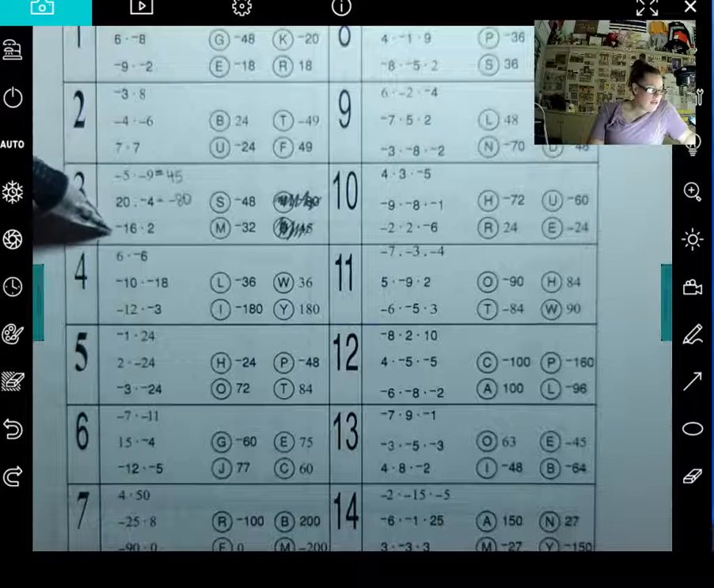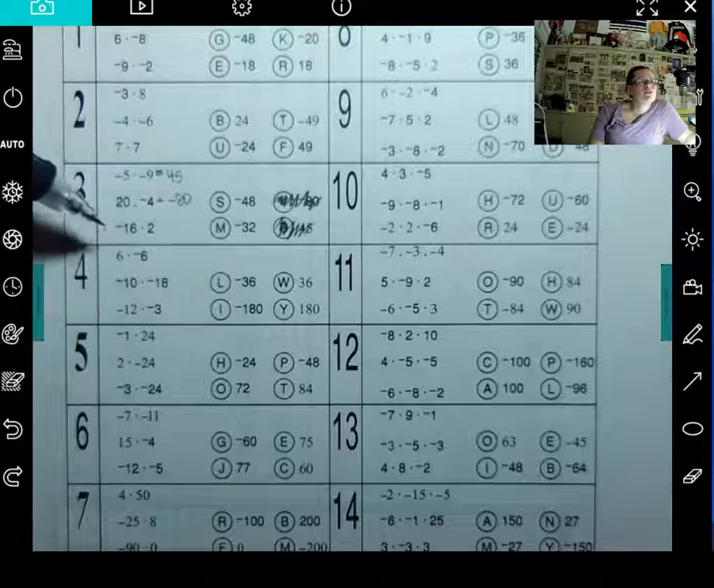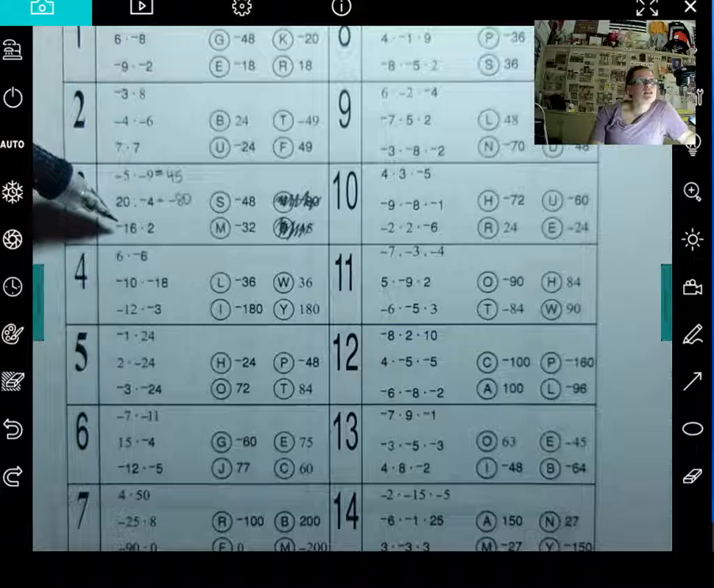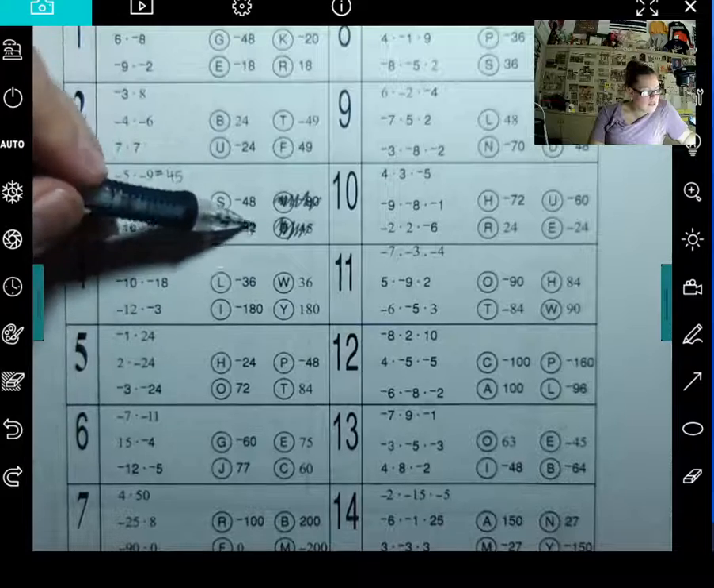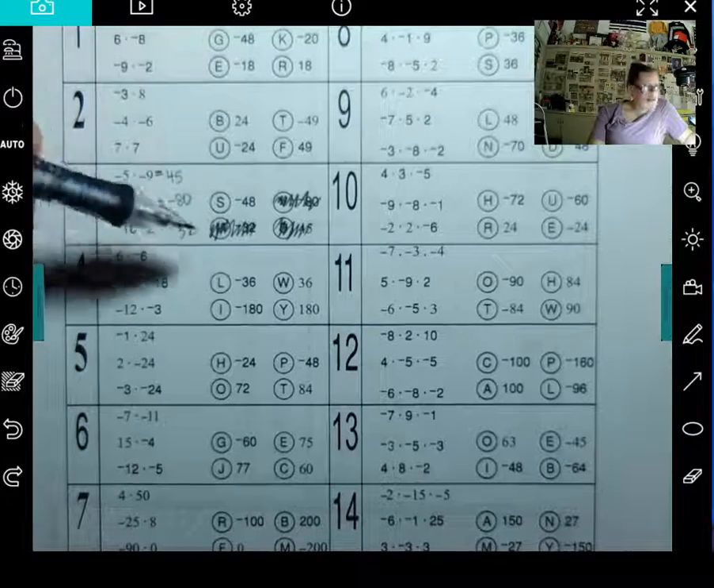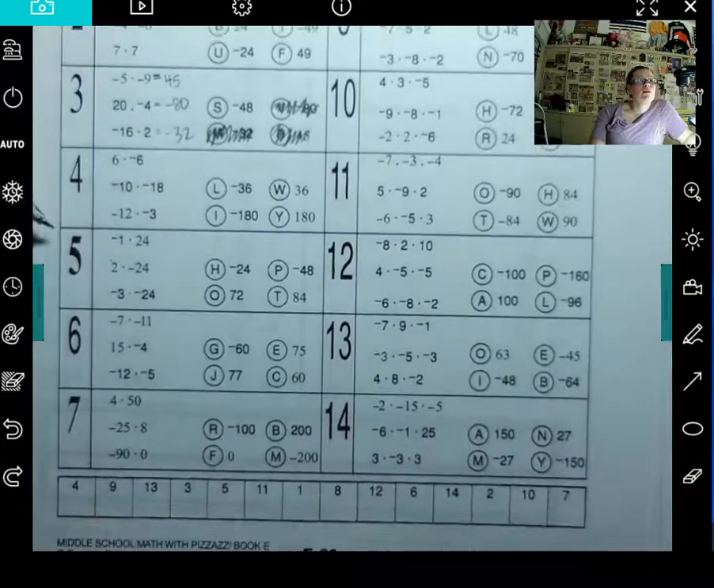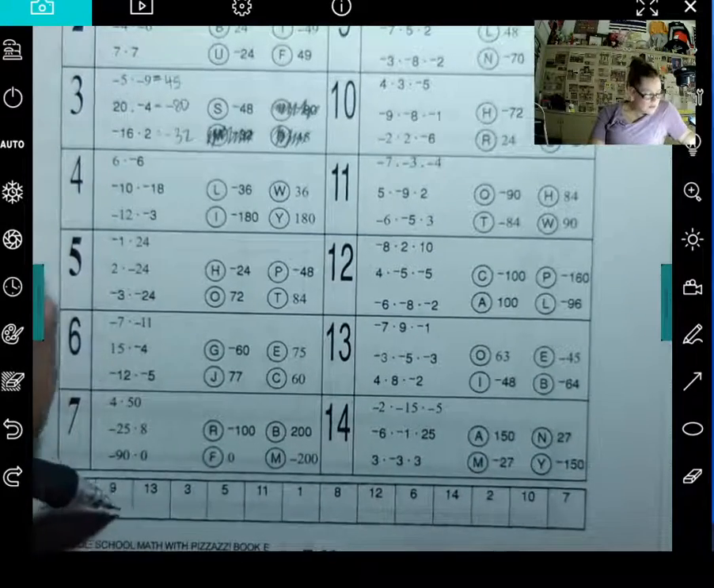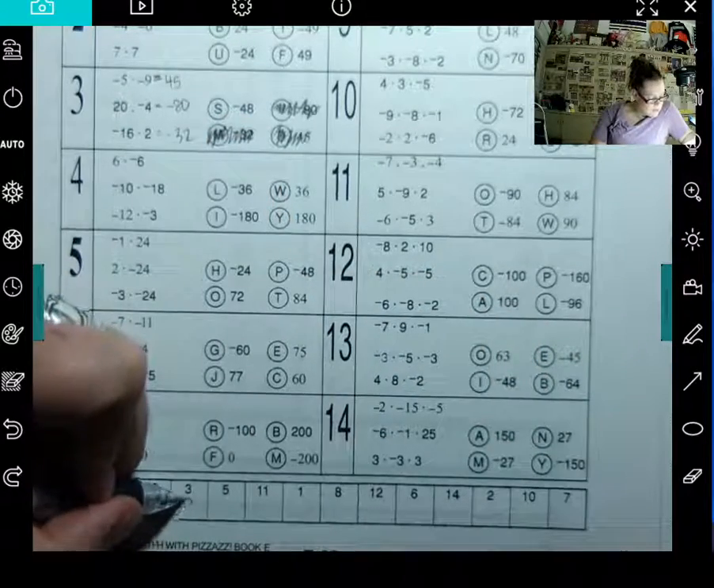And then the last part here is -16 times 2. This is something that I should anticipate you having memorized. 16 times 2 is 32. One of them is negative, so we have -32. So we cross out that M. So now in the corresponding box for number 3, down below, so where there's a number 3, you put that letter that's next to that remaining answer. So we'd put an S.